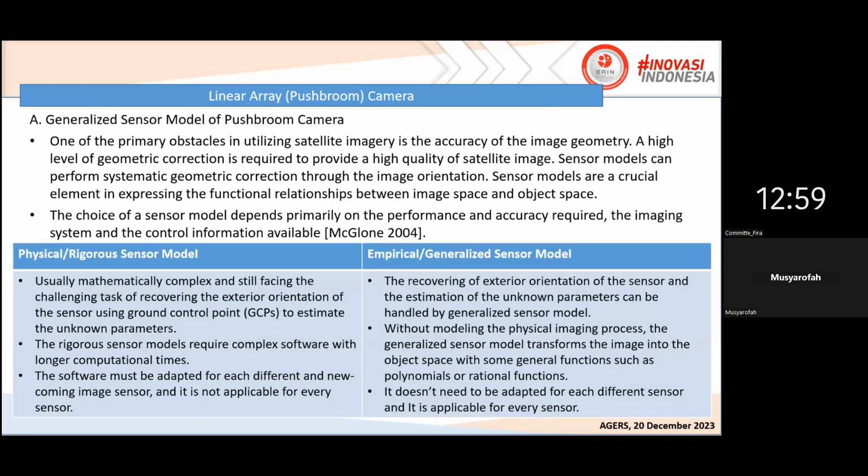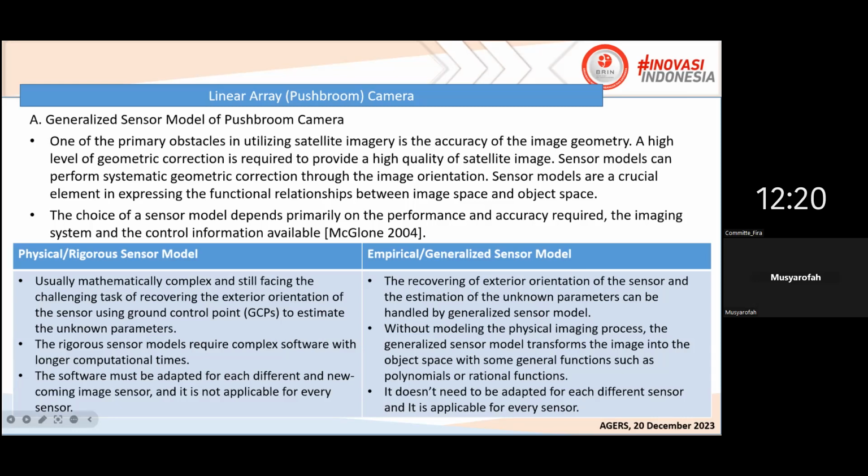So, to obtain a high level of image quality, we need to do a high level of geometric correction. The sensor model can perform systematic geometric correction to the image orientation. Sensor models are a crucial element in expressing the functional relationship between image space and object space. The choice of sensor model depends primarily on the performance and accuracy required, the imaging system, and the control information available. This table describes the comparison between the physical sensor model and the generalized sensor model.